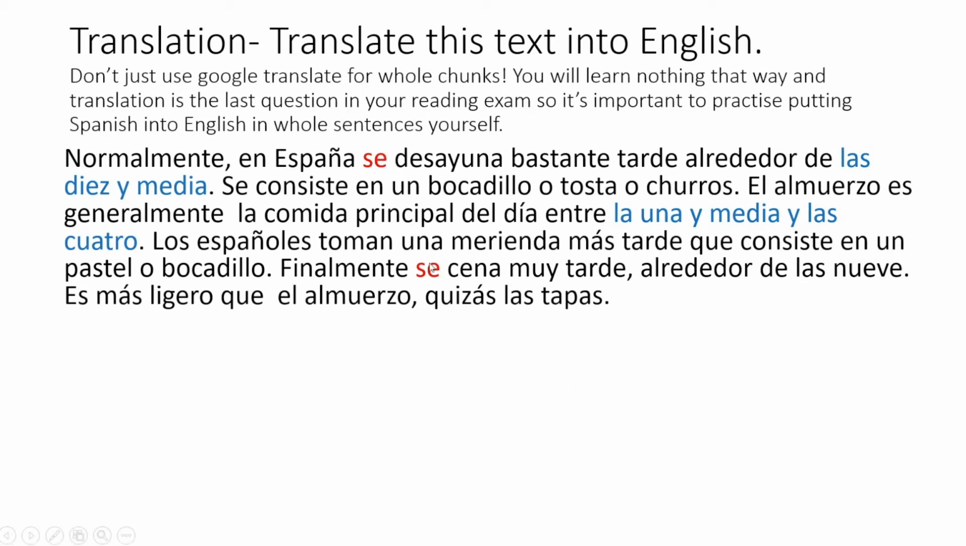So the se before these he, she verb endings here, or it endings, so desayuna and cena, go back to your first lesson with Miss, are verbs for certain meals in Spanish.